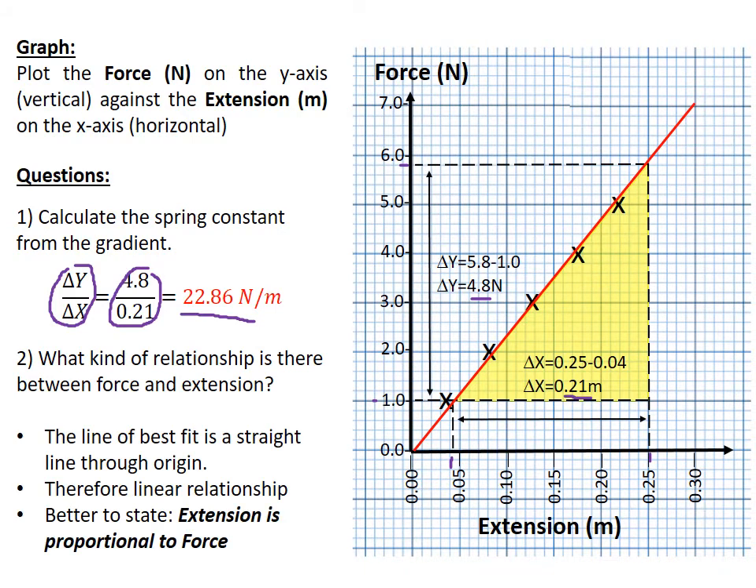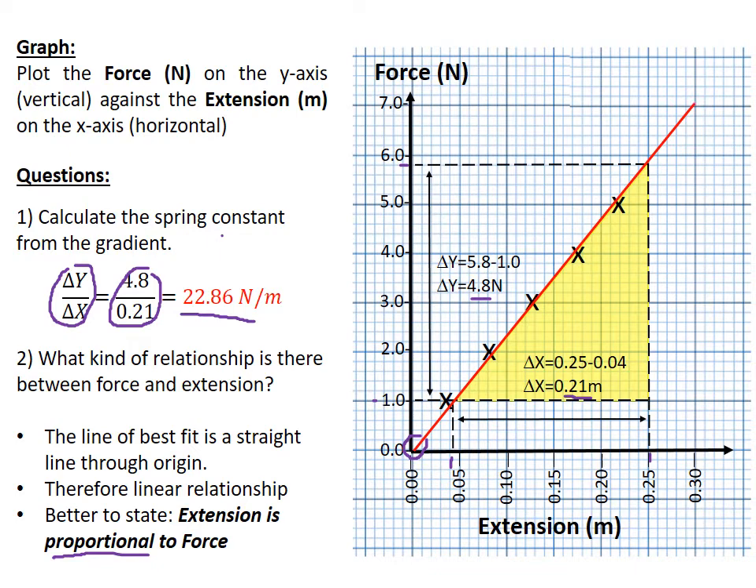Now the second question. What kind of relationship is there between force and extension? Well, the thing to notice from the graph is that the line of best fit is a straight line through the origin. Therefore, it is a linear relationship. Linear means straight line. But we can go one better than that. We can say because the line of best fit is a straight line and because it goes through the origin, remember the origin is here, we can say that extension is proportional to force, and that is a key word to use, proportional. What does it mean?